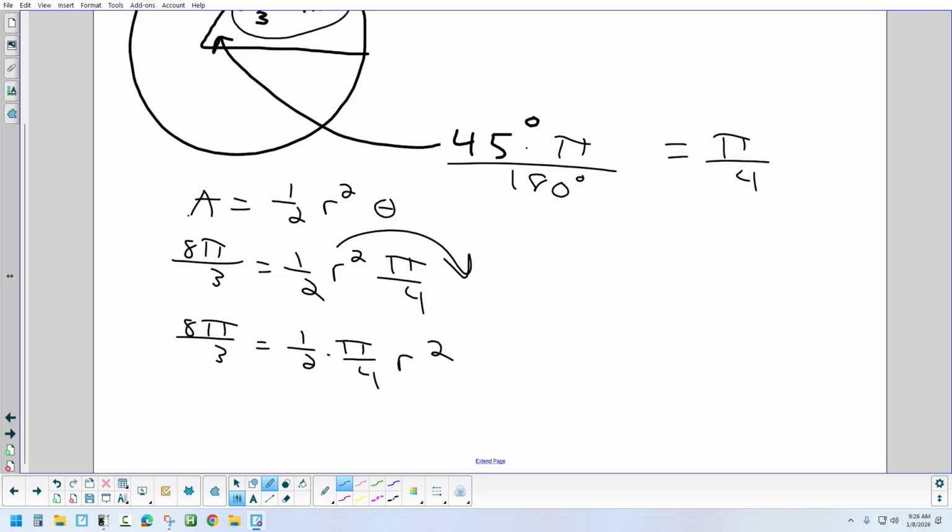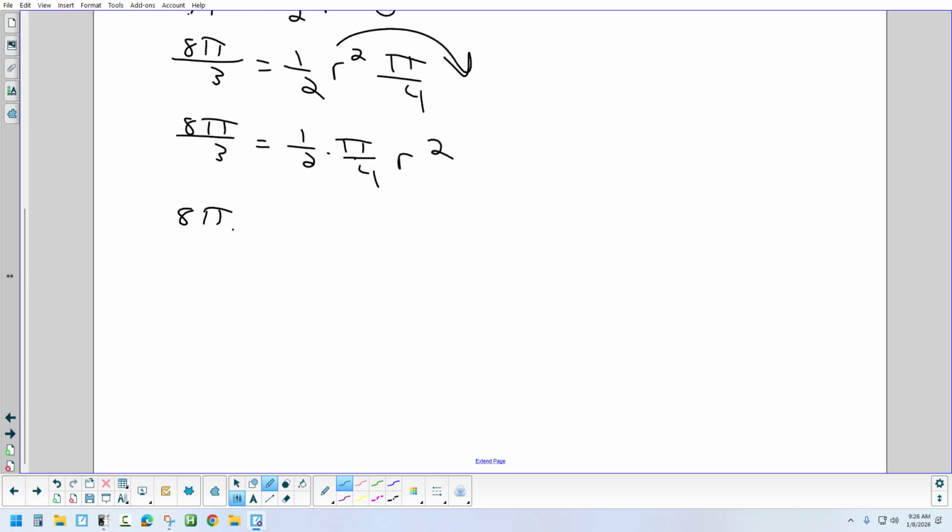Right, so let's simplify the right-hand side. What's half of pi over 4? Pi over 2, that's double. Pi over 8. Multiply straight across: 1 times pi, 2 times 4. So pi over 8.